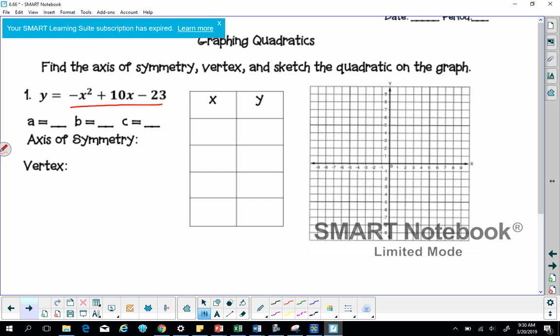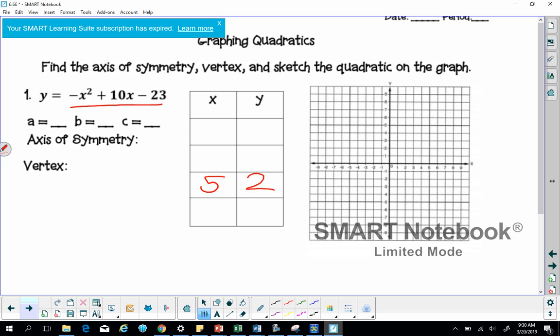Did anyone find your vertex? Putting that into table. You done? What is it? So what would it be? Someone said it. 5, 2. Right? So my axis of symmetry is, or my vertex is 5, 2.